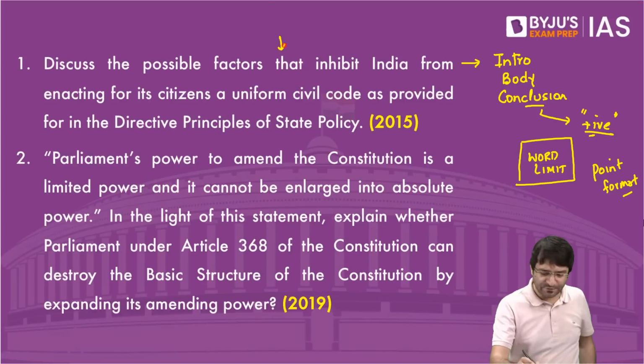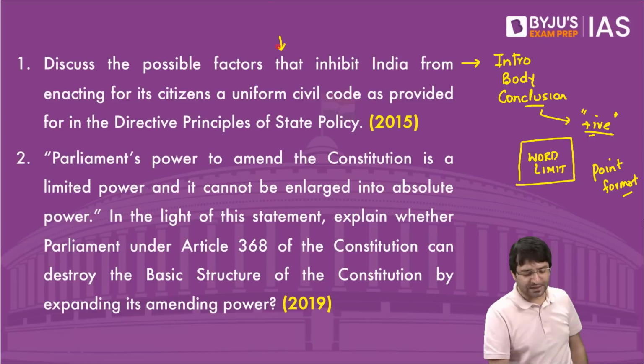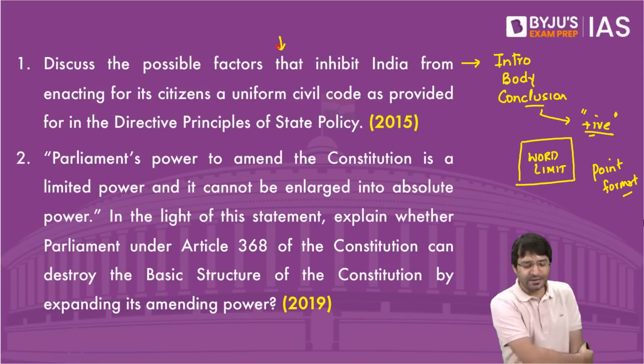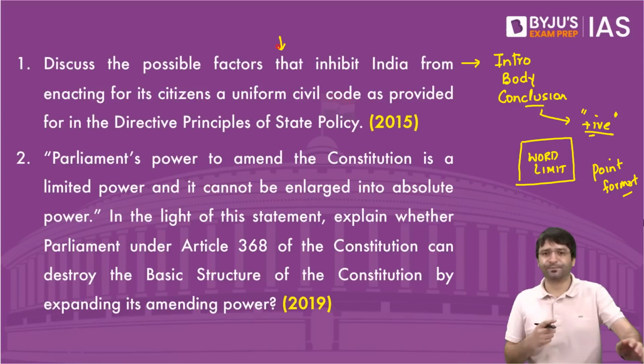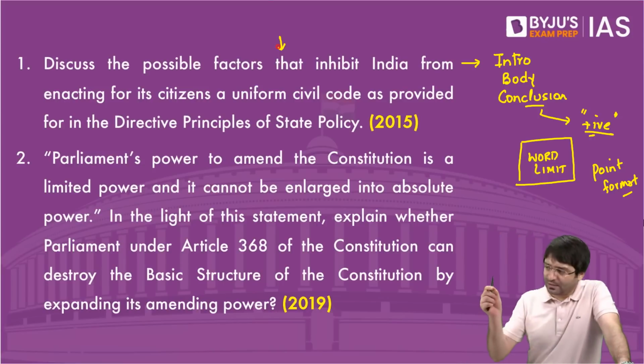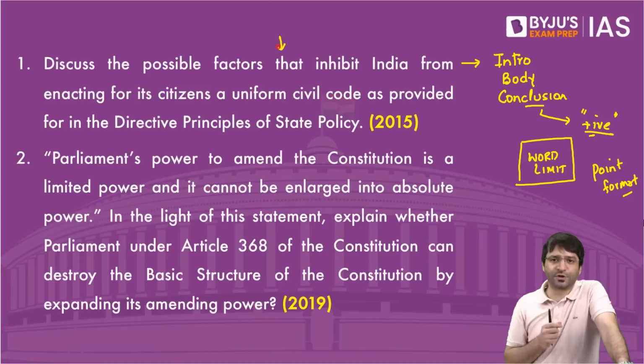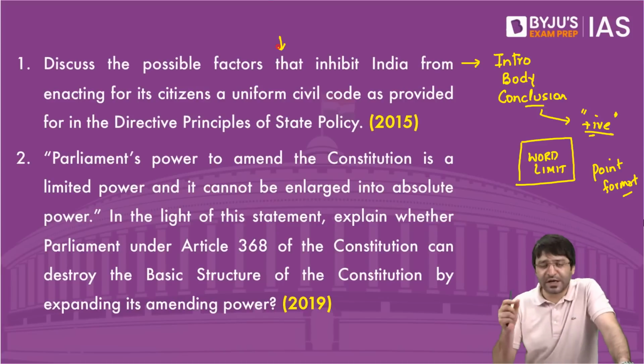Discuss the possible factors that inhibit India from enacting for its citizens a uniform civil code as provided for in the directive principles of the state policy. Article 44 of the Constitution imposes a positive obligation on the state to strive for the enactment of a uniform civil code for all the citizens of India.